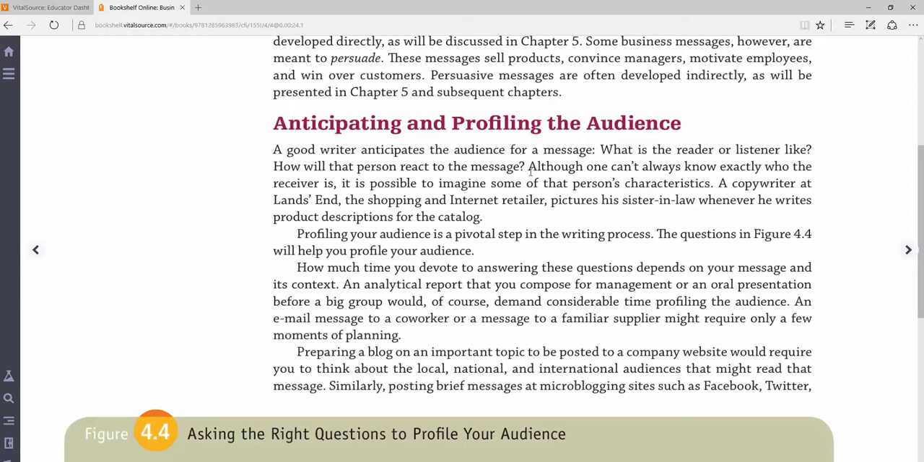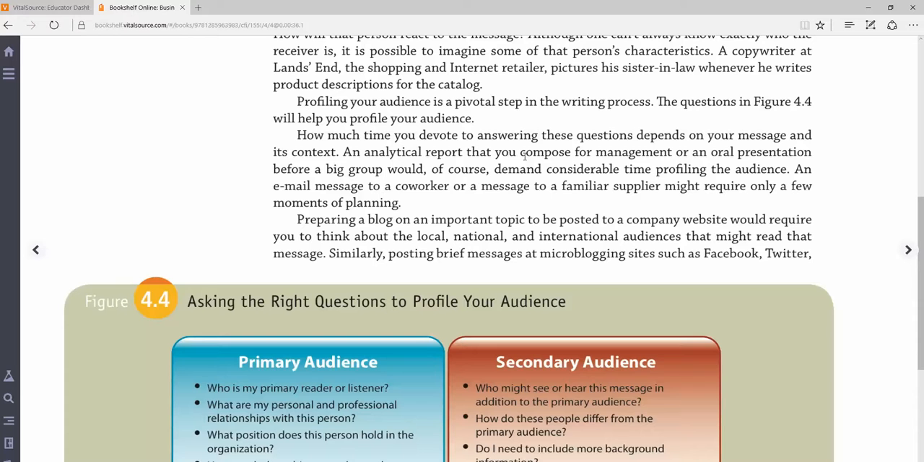Anticipating and profiling the audience. A good writer anticipates the audience for a message. Okay, what is the reader or listener like? How is that person going to react? It's a pivotal step in the writing process. I'm going to go down here and look at this in a minute. How much time you devote to answering these questions depends on your message and its context.